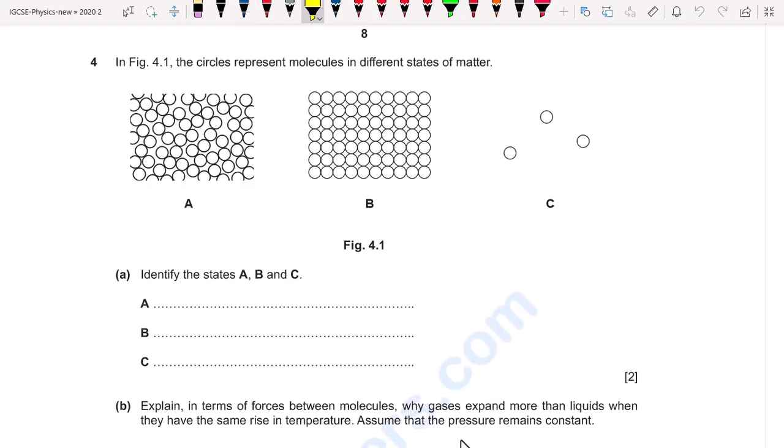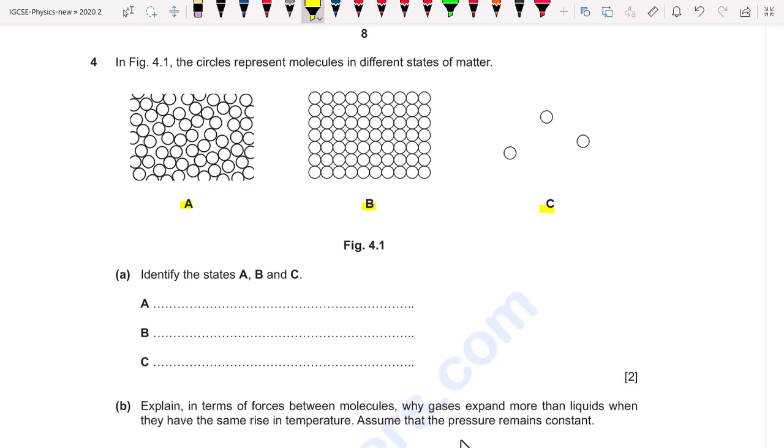Question number 4. In figure 4.1, the circles represent molecules in different state of matter. Part A. Identify the state A, B and C. In the figure you can see that A, B and C. The molecules are shown, and in the figure A, the molecules are close to each other, but there is a small distance between them. In B, the molecules are very close to each other and the spacing between them is very small as compared to figure A. And in C, the molecules are very apart from each other.